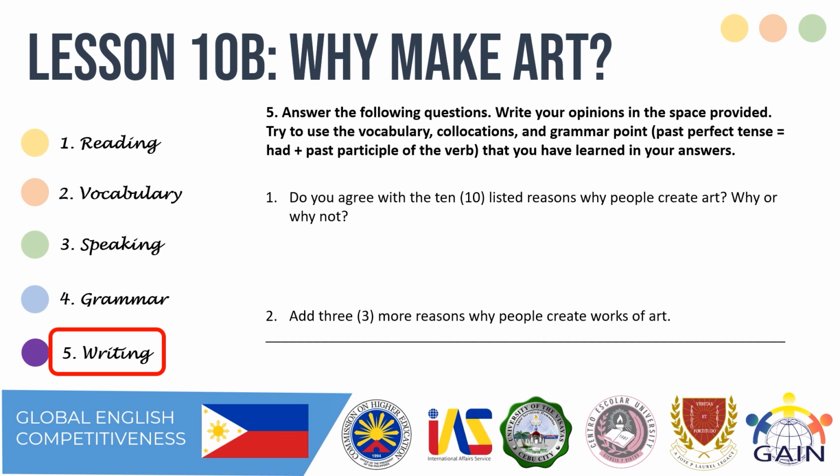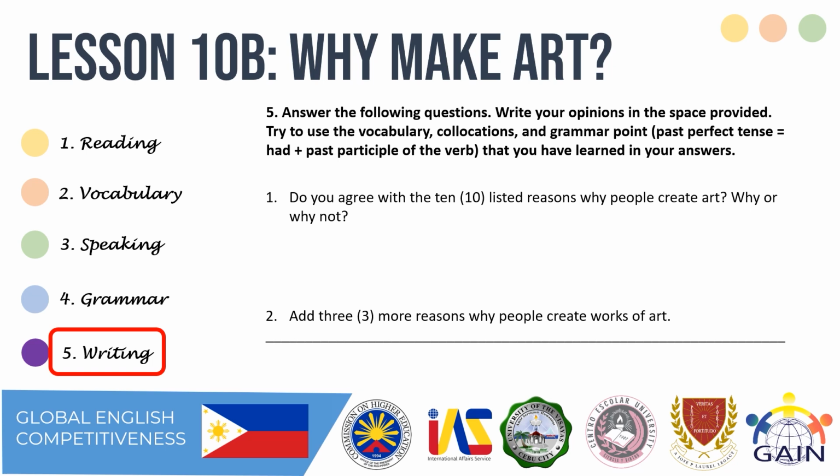All right, now we're down to our last activity. For this one, you're going to test how well you can use what you have learned all throughout the lesson into writing. You are to write down your answers to questions using the grammar points, vocabulary, and collocations you have learned. Here's an example. Question 1 says, do you agree with the 10 listed reasons why people create art? Why or why not? Keep in mind that the answers for this activity are subjective, but you must keep all the points for correction in mind.